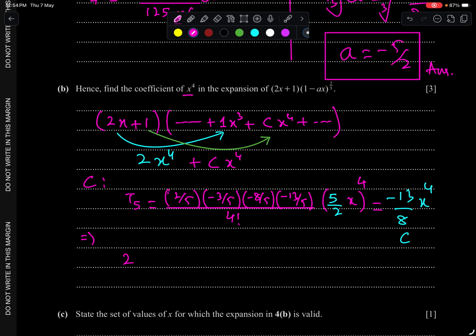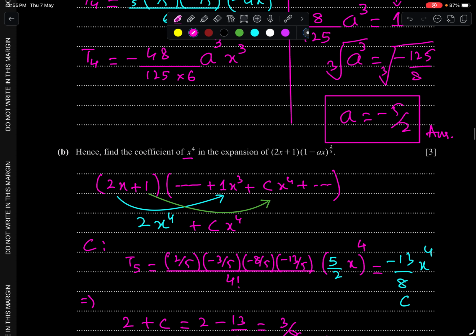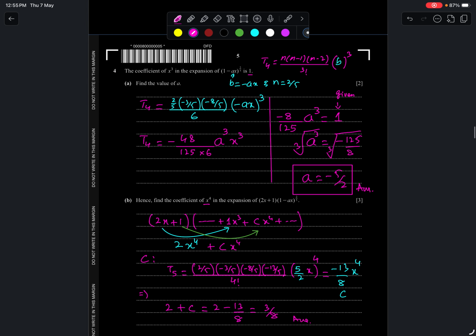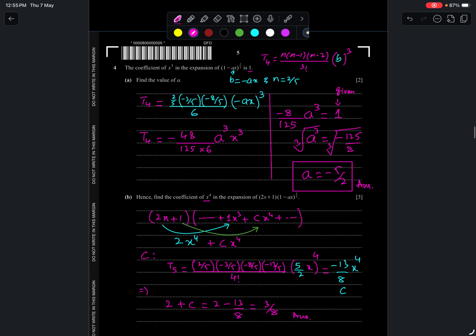Therefore 2 plus c: 2 minus 13 upon 8 will give you the coefficient of x power 4, which is 3 upon 8. Okay, I'm giving you 1 minute. Please check the solution of this question.